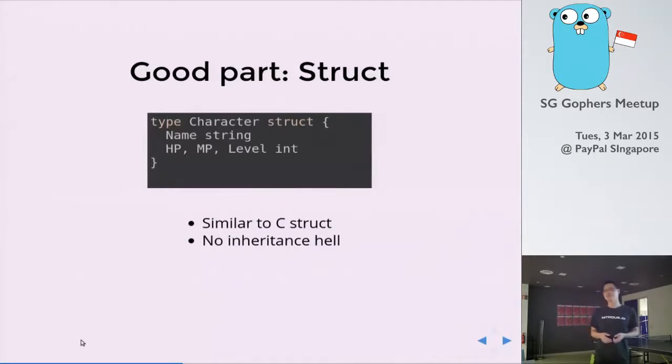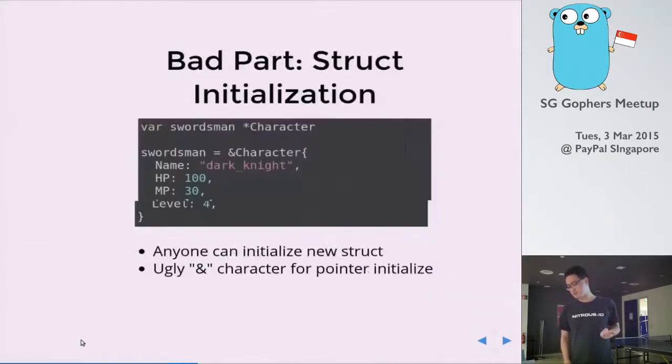The first part of Go that I think is good is this basic building block, the struct. For those of you who know C, the struct in Go is pretty much the same as the C struct. You are just defining some fields, and there's no object-oriented programming in Go, so you don't need to worry about all this inheritance and stuff. All you have to do is define some structs. I think that's the thing Go gets right, and that makes it simple.